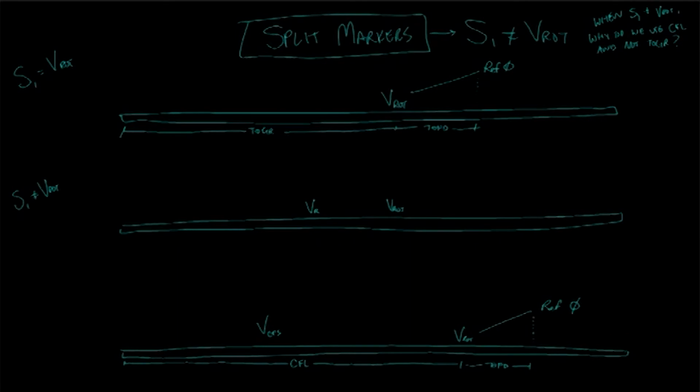All right, welcome back. This is going to be the 8th video here in our S1 equation series. In this video, we're going to introduce a concept called split markers. Split markers occurs when S1 does not equal rotation speed. Now, the purpose of this video is to answer this question. When S1 does not equal rotation speed, meaning we have split markers, why do we use critical field length and not takeoff ground run to determine our distance to reference zero?